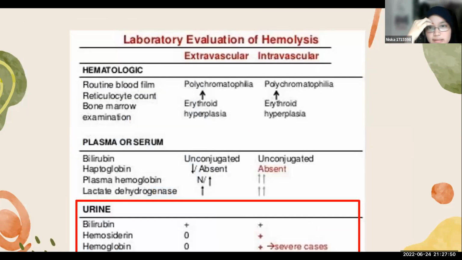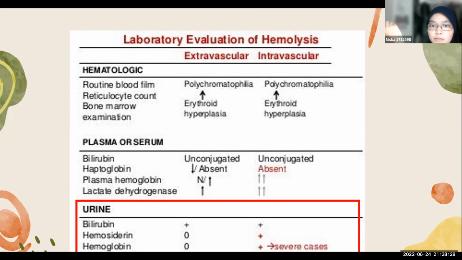So this is the difference of lab evaluation of the hemolysis between extravascular and intravascular. So from the urine, we can see that for the intravascular, there is presence of hemoglobin and hemosiderin. Bilirubin, both are present. For the plasma, both have unconjugated bilirubin. For the hematological, we can see that both have increase in the red blood cell formation, as well as reticulocyte formation. For the plasma, we can see that there is unconjugated bilirubin.